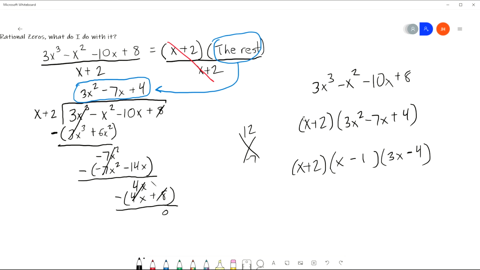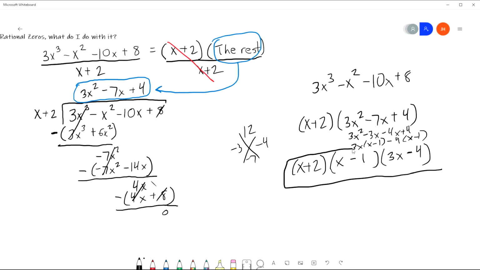What multiplies to 12 and adds to -7? -3 and -4. And as you go through and do the factor by grouping, you should see that you get 3x times x minus 1 and -4 times x minus 1. And so it would be x minus 1 and 3x minus 4. Awesome. And look, we have factored this higher degree polynomial. Isn't that crazy, y'all?